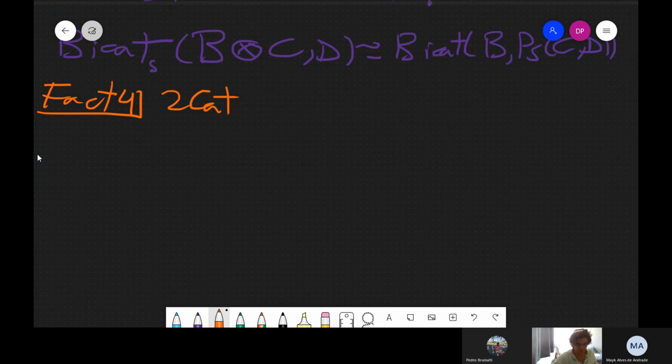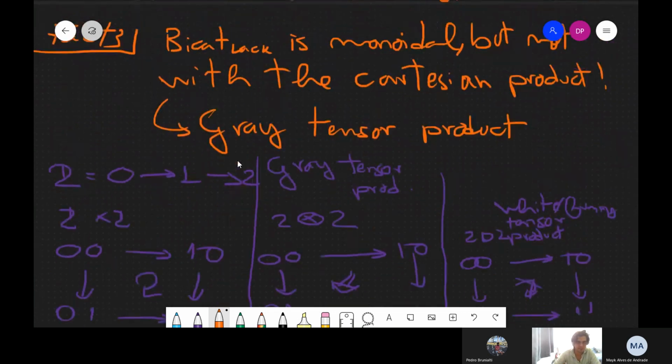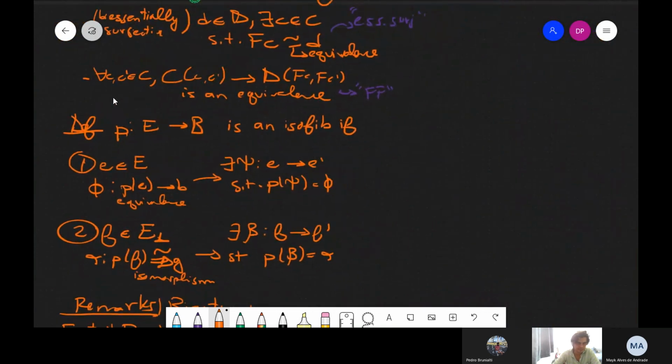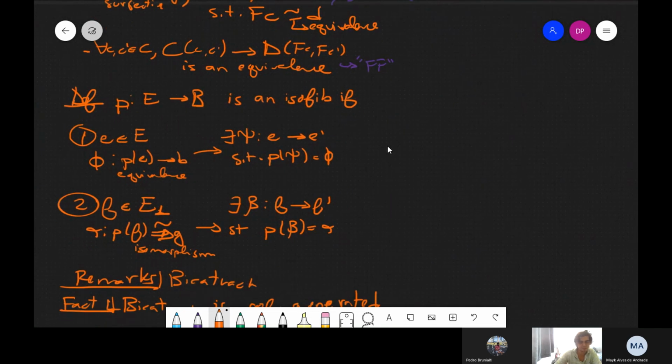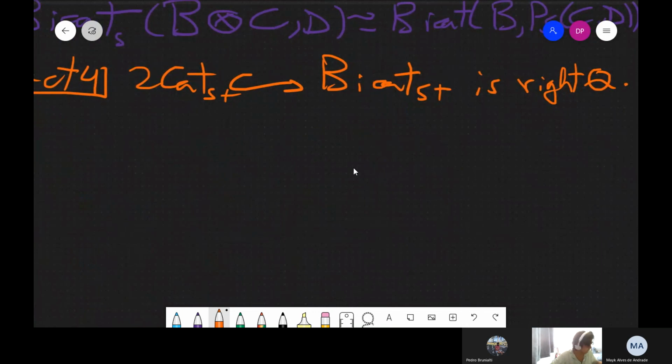is, I have already talked about this, that this is right Quillen. And this is not hard to see. Well, you see the definition of biequivalence and isofibration up here. It actually makes sense for 2-categories with the same definition, by essentially surjective, because equivalences make sense. And so, because equivalences make sense in 2-categories and bicategories, the definitions are the same. The proof of the model structure is the same.